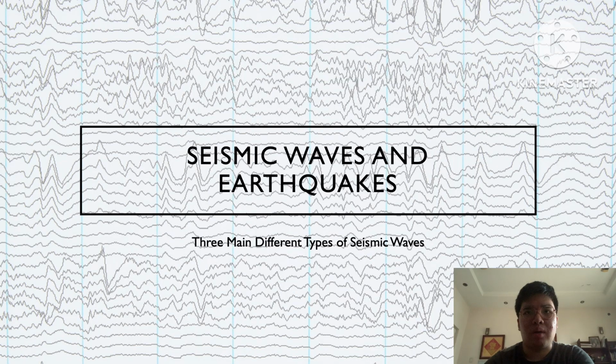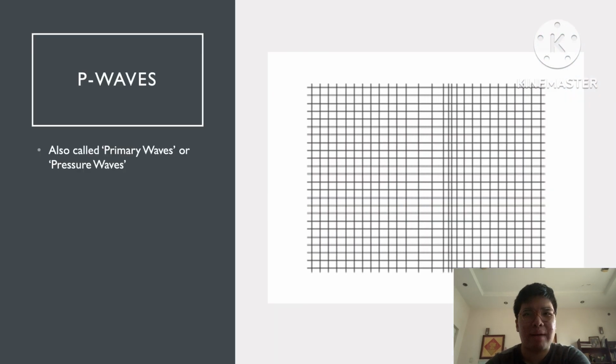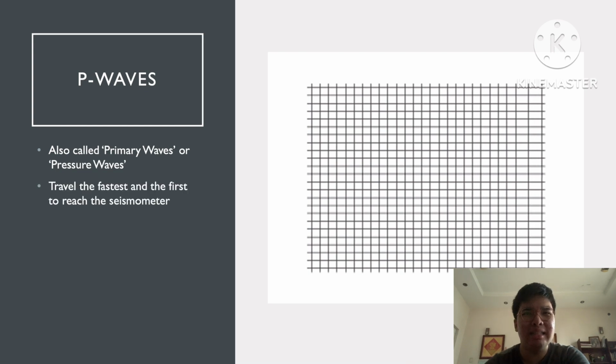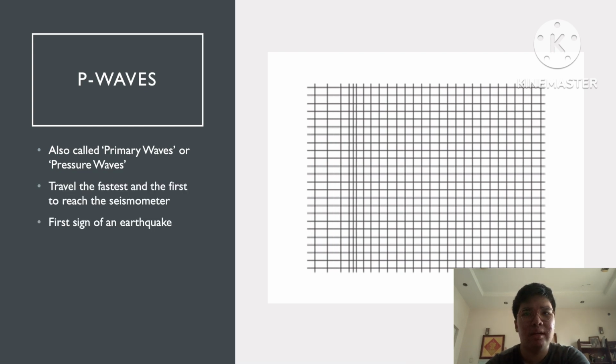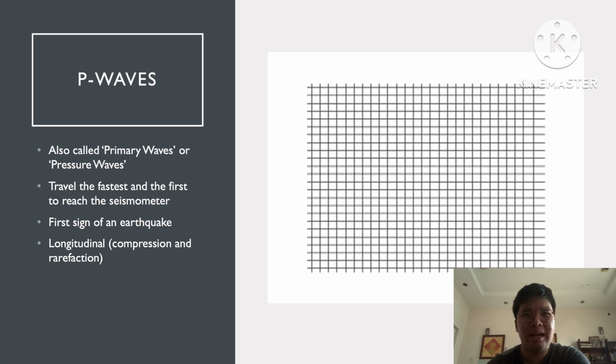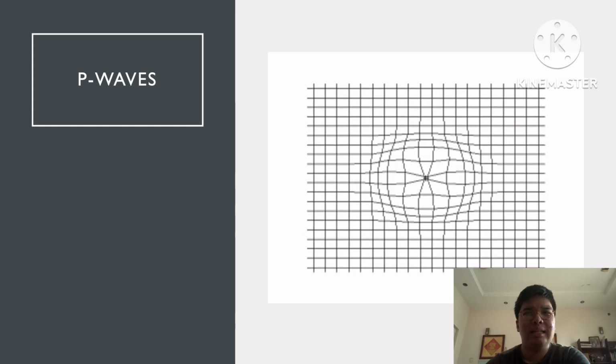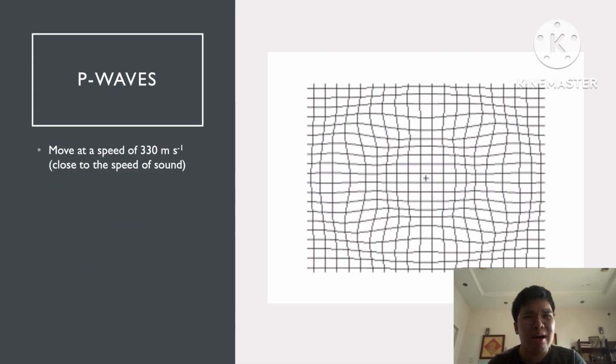So now I'm on the main part of this video. I really apologize for not being able to connect to the TV, but I can still show some examples anyway. Seismic waves can be found in various forms. The first type of seismic wave is P waves, which are also called primary waves or pressure waves. They travel the fastest and hence are the first sign of an earthquake. The P wave is a longitudinal wave composed of compressions and rarefactions that move at the speed of 330 meters per second. That is close to the speed of sound.